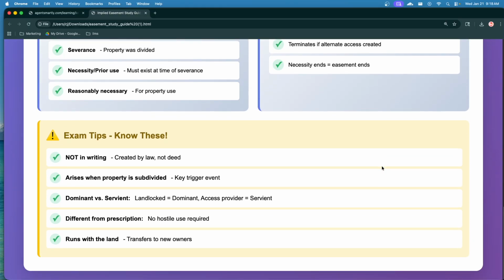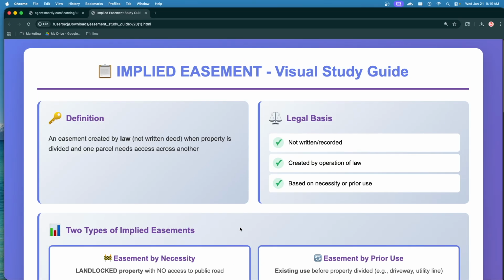So for your exam tips, once again, not writing, remember, by law, not deeds. And also usually they will involve two parties, the dominant and the servient. Landlocked means the one dominant, once again, who gets the benefit, right? So the access provider who serves you, servient. Okay, that will be pretty much all the important things on this key concept, implied easement.